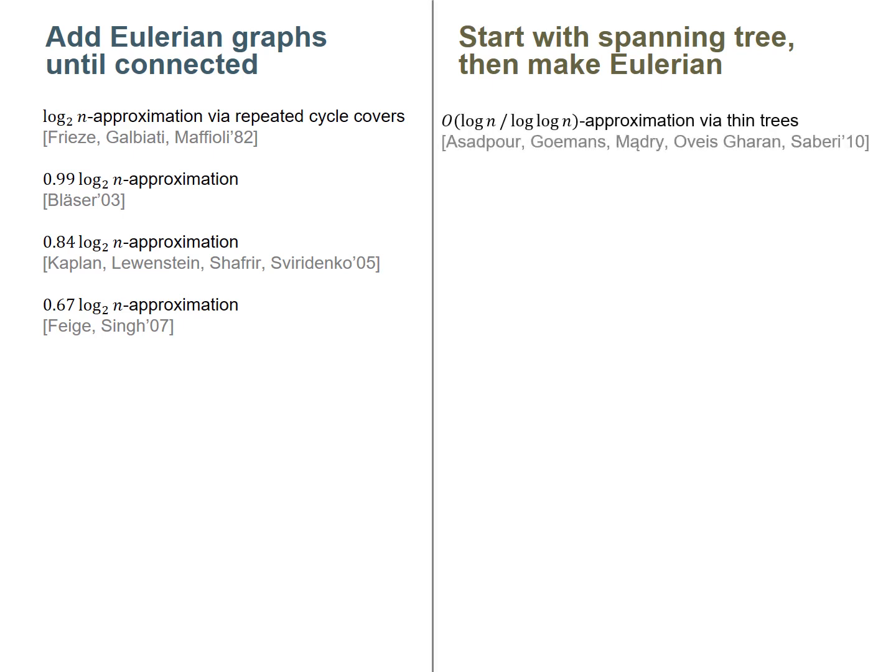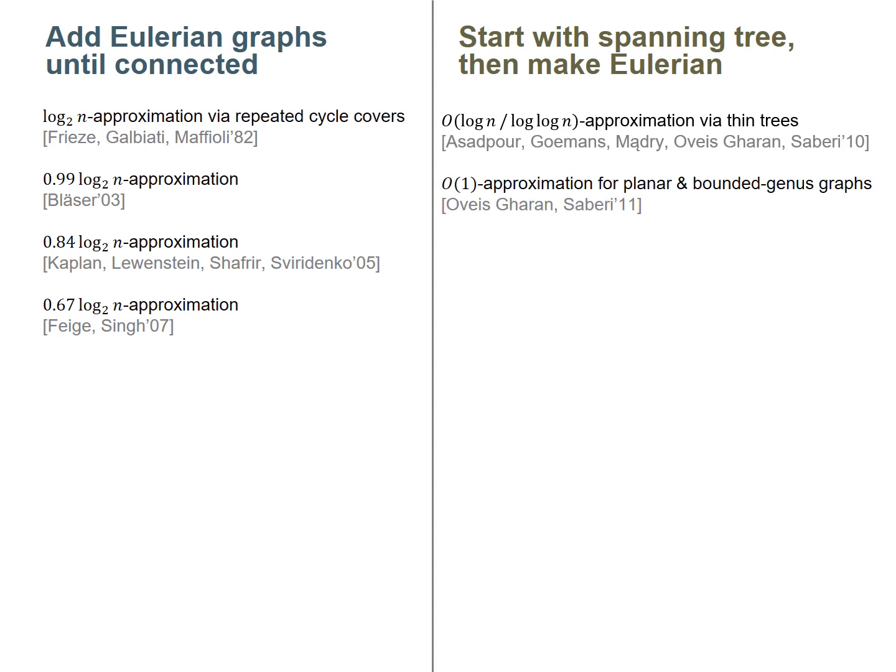The other approach is to first find the spanning tree and then worry about making your solution Eulerian. Here we have this very influential work by Asadpour, Goemans, Mądry, Oveis Gharan, and Saberi, who gave a log n over log log n approximation via the so-called thin trees. This is the first asymptotic improvement in over 20 years.